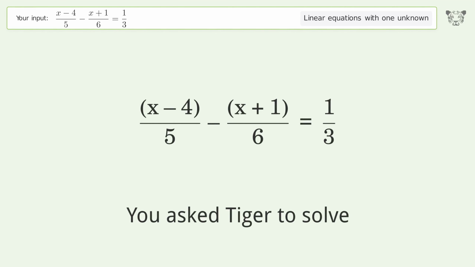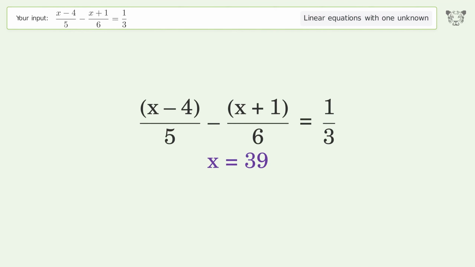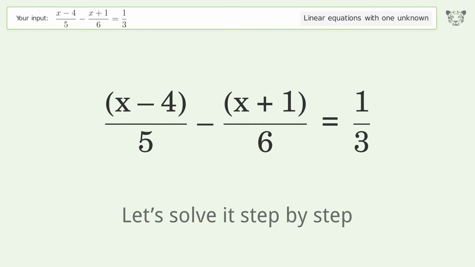You ask Tiger to solve this. This deals with linear equations with one unknown. The final result is x equals 39. Let's solve it step by step.